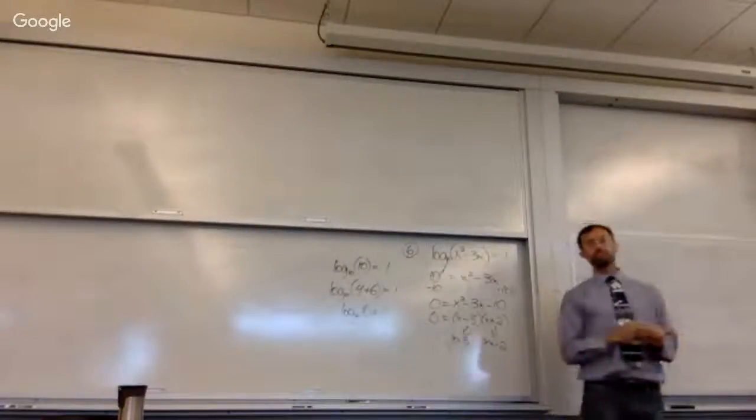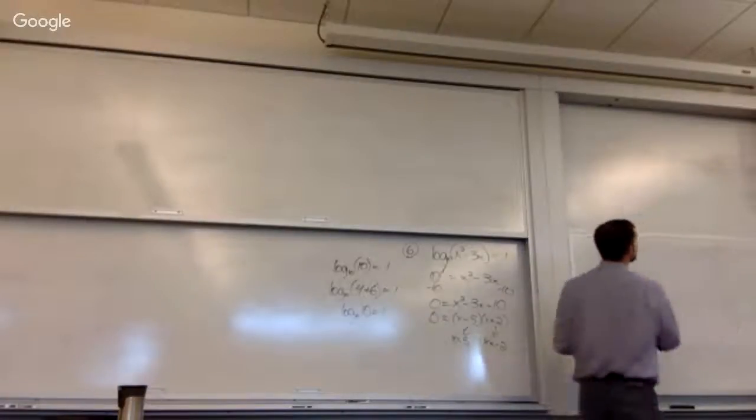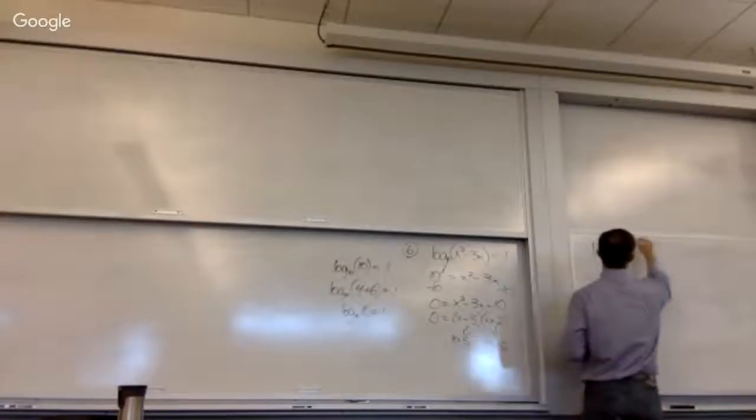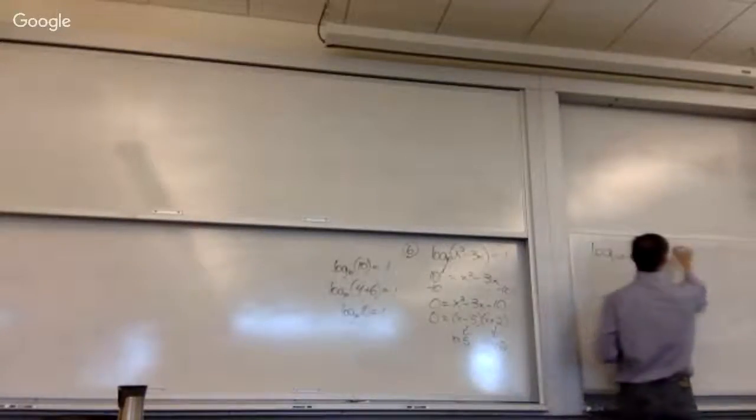So take a look at number 7. Looks tricky, right? You look at it and you're like, oh, that looks tricky. So log base 125 of (3x minus 2) over (2x plus 3) equals 1/3.